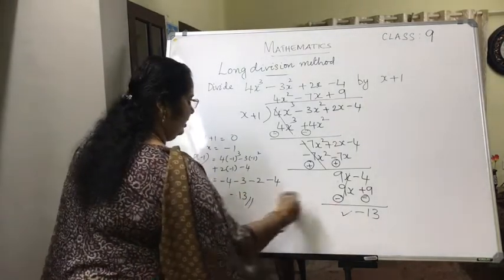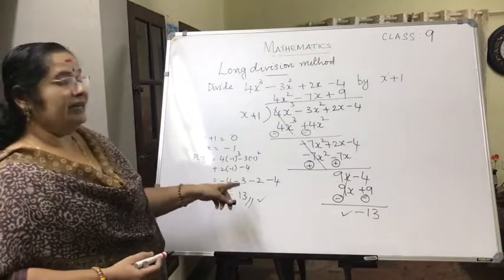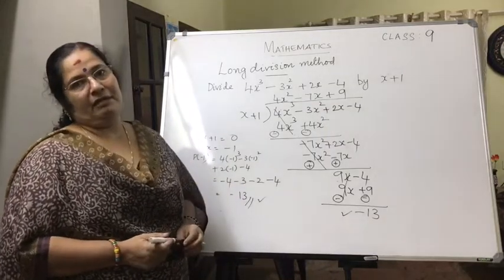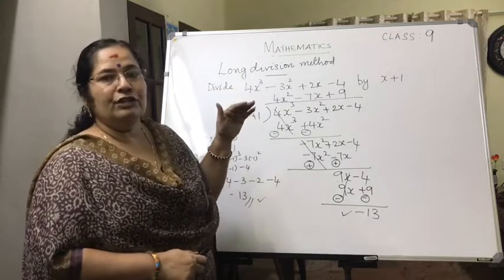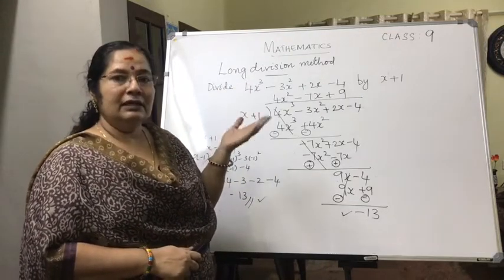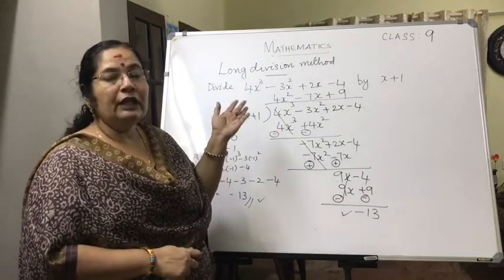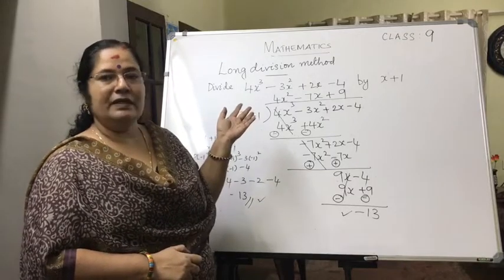So see, both by the long division method as well as by the remainder method, we are getting the same remainder. So hope you have understood how to do the division of one polynomial by another polynomial using the long division method. Hope it is clear for you.